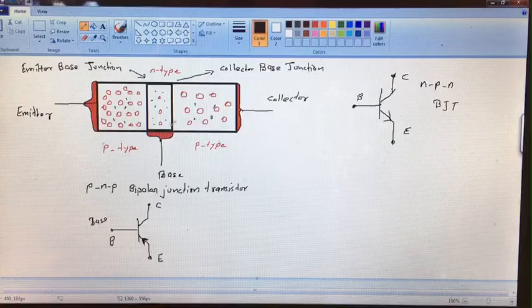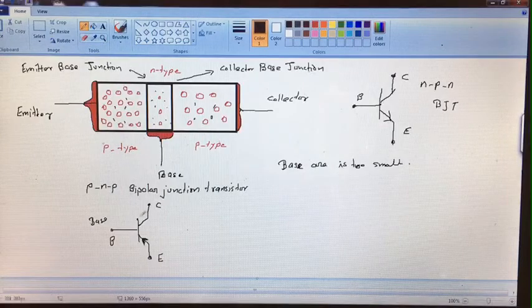If the area of the base is larger, then all the charge carriers emitted from the emitter will recombine in the base region, so all the current will be lost through the base. It will not allow the flow of charge carriers through the collector. That's why the area of the base should be small.